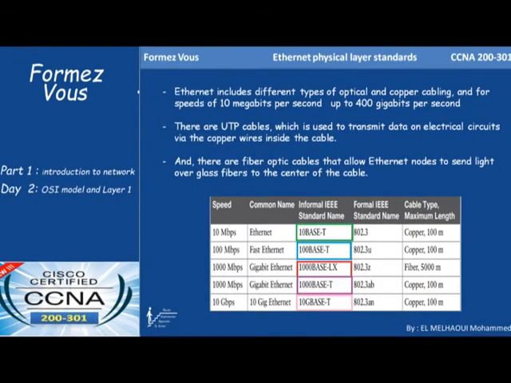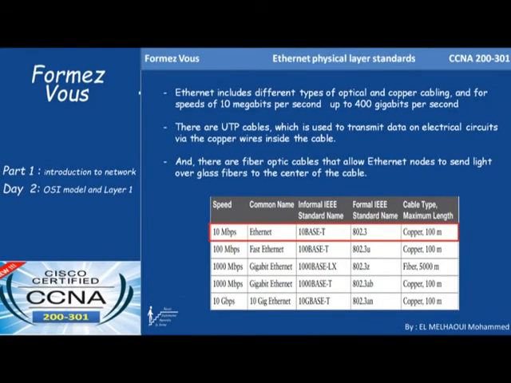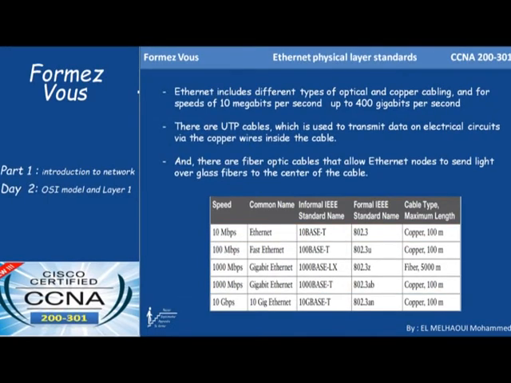So we have 10BASE-T or Ethernet, and we have 100BASE-T or Fast Ethernet, and we have 1000BASE-T or Gig Ethernet. For example, we find the standard 802.3u, which supports 100 megabits per second, and therefore it is Fast Ethernet, or 10BASE-T. On CCNA, you should memorize these standards and the speed of each standard.